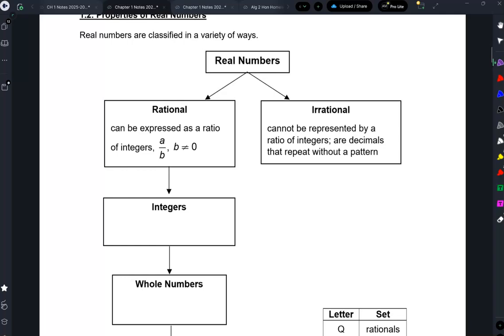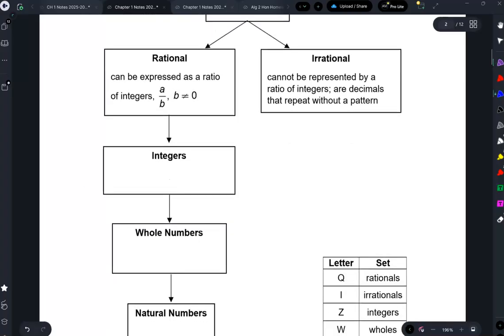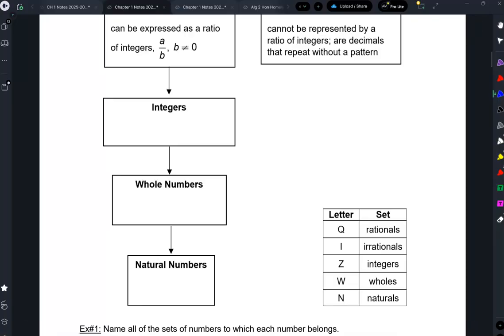A rational number is a number that can be expressed as a ratio of integers. So like A over B, right? So for example, 3 over 5 is a rational number. 7 over 2, right, is a rational number. Negative 5 over 3. Negative 2 over 1. 17 over 1. All of these are rational numbers because we can write them as fractions.